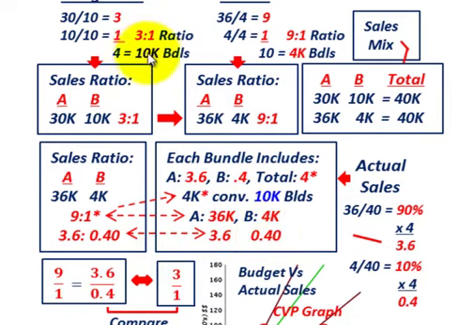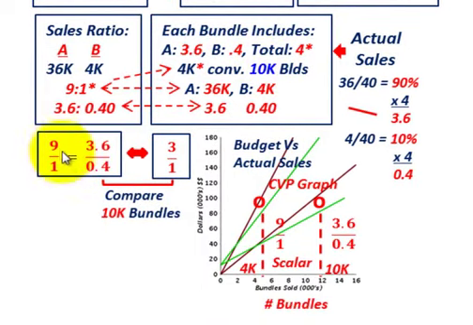Now we can look at our budgeted versus our actual sales based on those 10,000 bundles. So again, that 9-to-1 ratio equals 3.6 to 0.4, and this is where we're going to be able to compare those 10,000 bundles with the budgeted 3 to 1. We'll be able to compare that to the 3.6 to 0.4, based on that conversion.